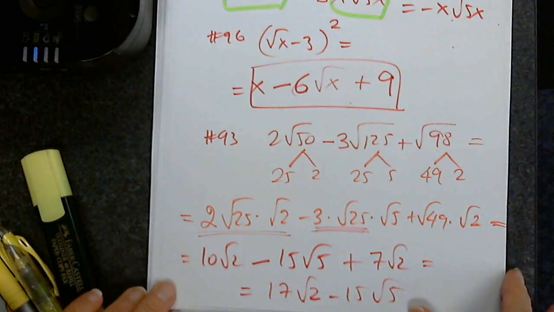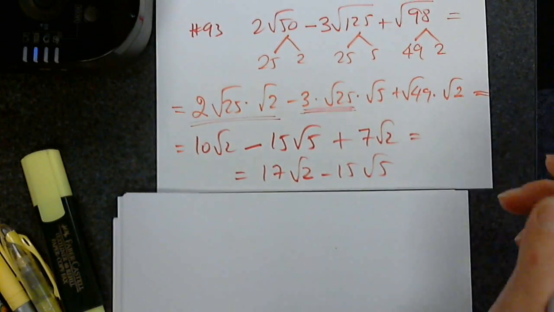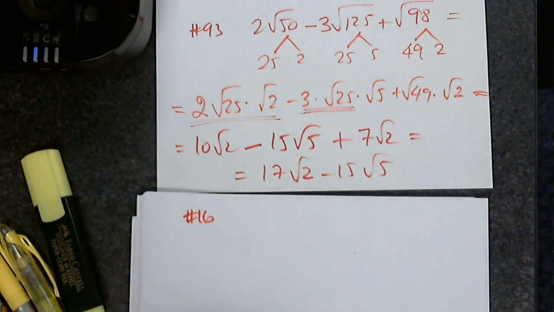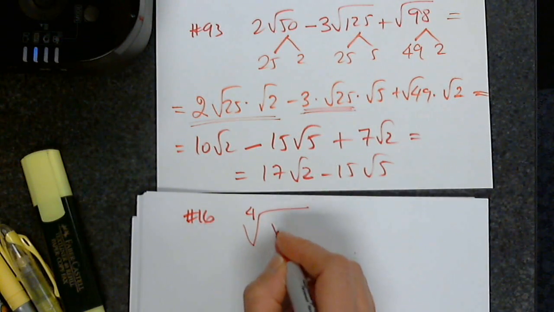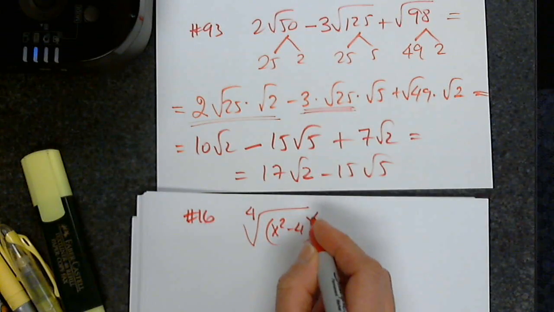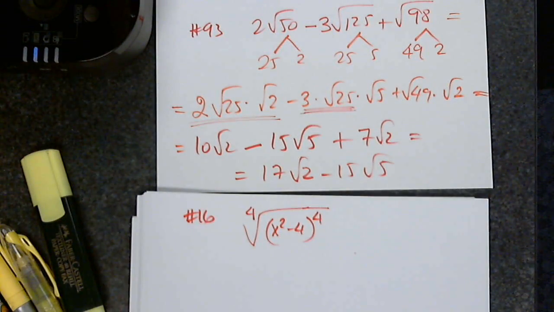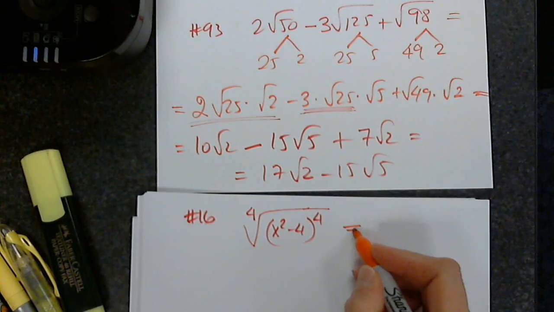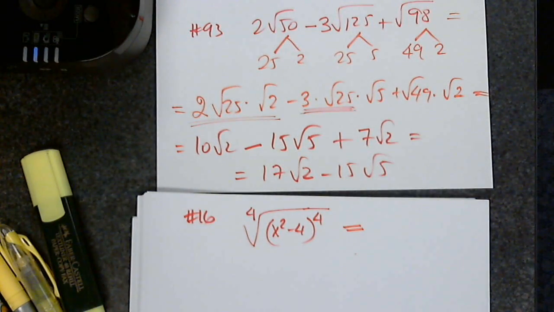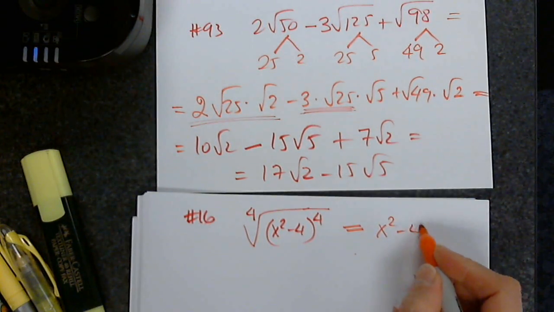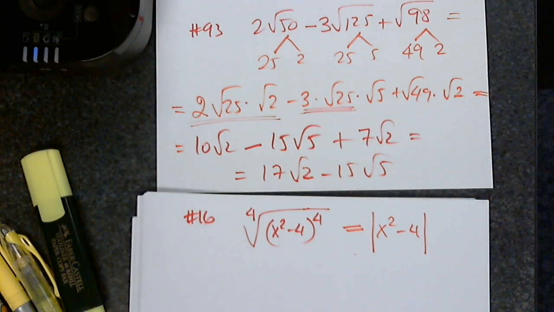Okay, 16. The fourth root of x squared minus 4 to the fourth power. Let's read this. Use absolute value bars when necessary. Simplify. What will the answer be? Very good. Good.